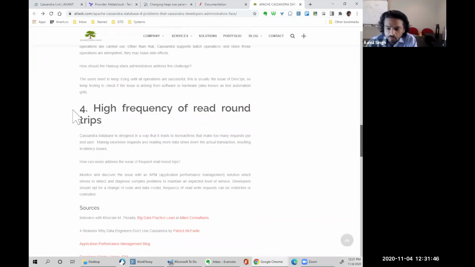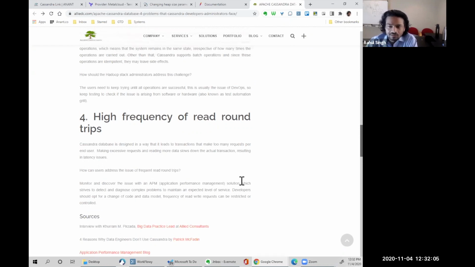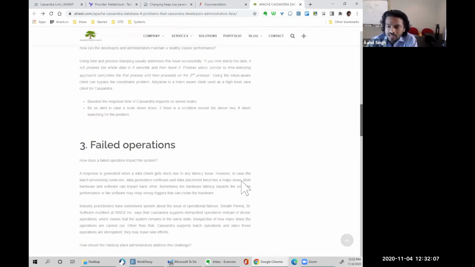And then finally, the read round trips: when you're asking for data and you don't get a quorum, so you ask for it again. If it's taking too many tries to get the data, then there's a problem. This is a very high-level explanation of what kind of problems happen.